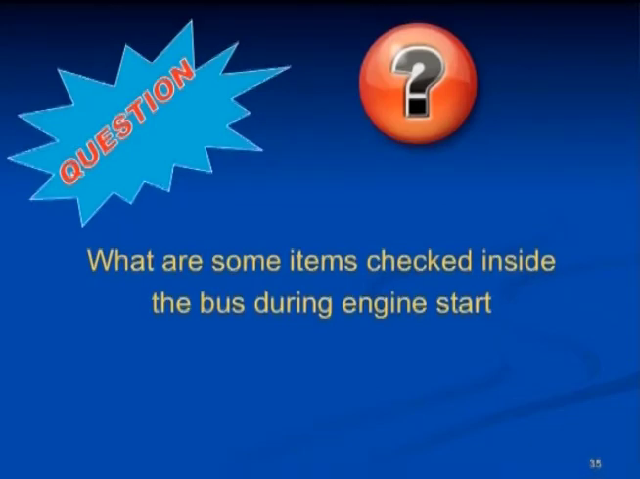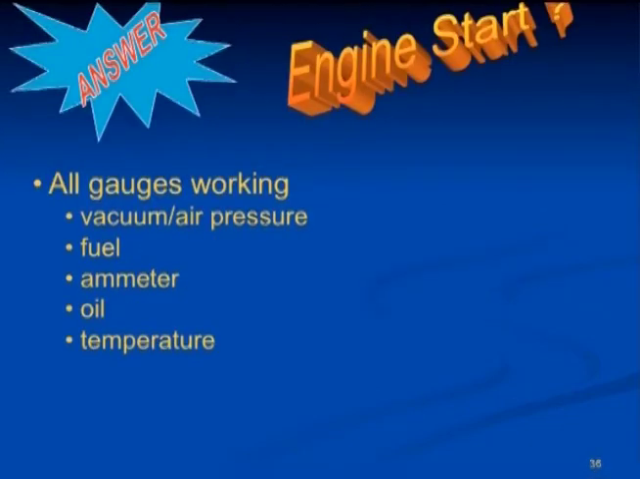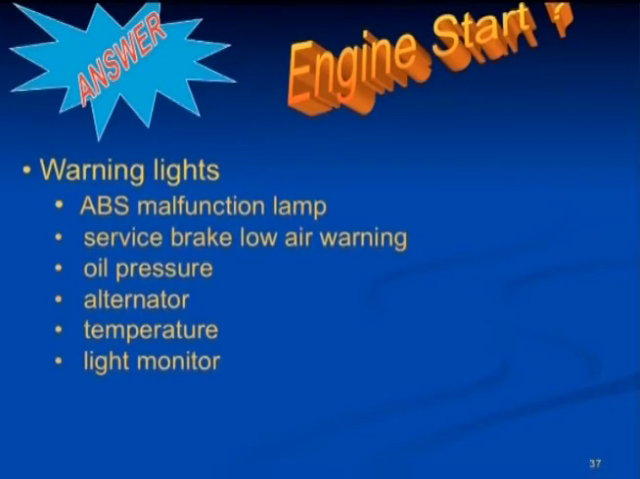What are some of the items that are checked inside the bus during the engine start? Make sure that all your gauges are working. So it's the air pressure gauge, fuel, the voltmeter, the oil pressure gauge, and your temperature gauge. Make sure that your warning lights for the ABS malfunction lamp, the low air warning, the oil pressure warning, alternator, temperature warning, and if you're so equipped, check your light monitors as well. Make sure all of that is working.